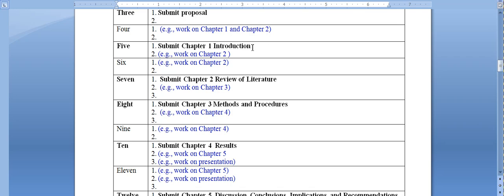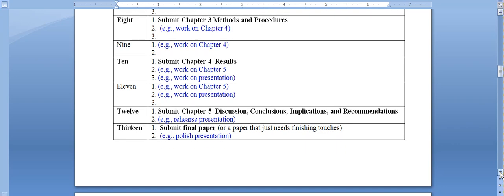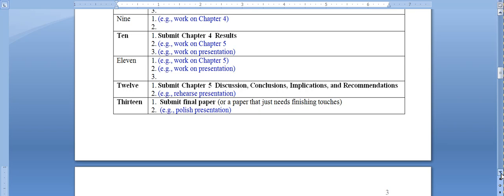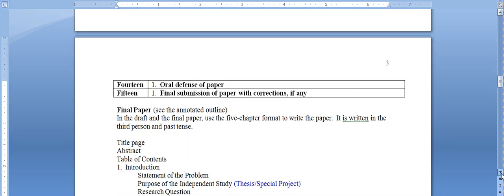And then you would be submitting Chapter 1, Chapter 2, Chapter 3, Chapter 4, and Chapter 5. And towards the end, you're going to start working on your oral presentation, and then your oral defense and your final submission.